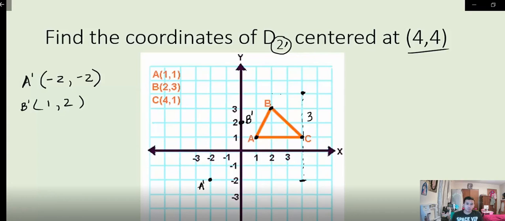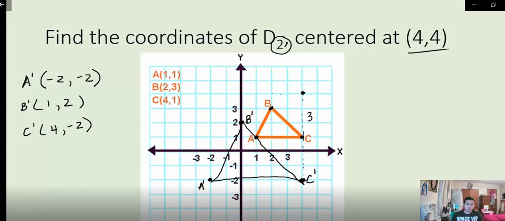Horizontally, it's 0. Okay, so our C prime, that point there, would be 4, negative 2. So the A prime, B prime, and C prime. You can graph that, and you will see that it is dilated with a scale factor of 2, and the center of dilation is at 4, 4. So just connect those.